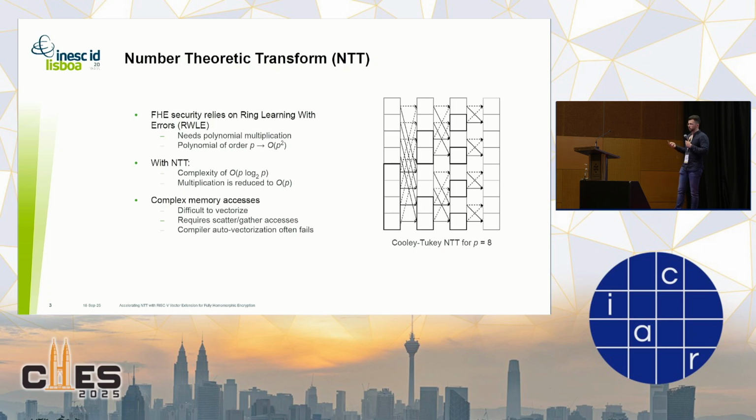However, most NTT algorithms have pretty complex memory accesses, and so it's pretty challenging to vectorize them. Typically, when you try to use the compiler to do auto-vectorization, you can't really do it. It doesn't work. And most algorithms require scatter-gather memory accesses, which are a lot slower than traditional memory accesses.